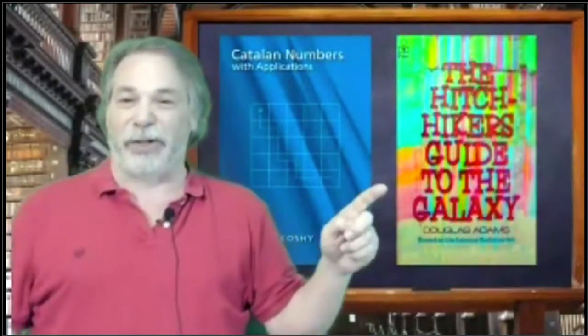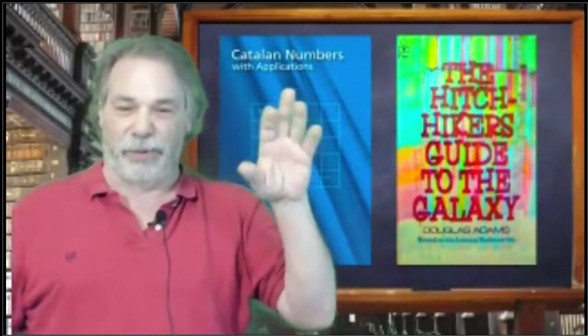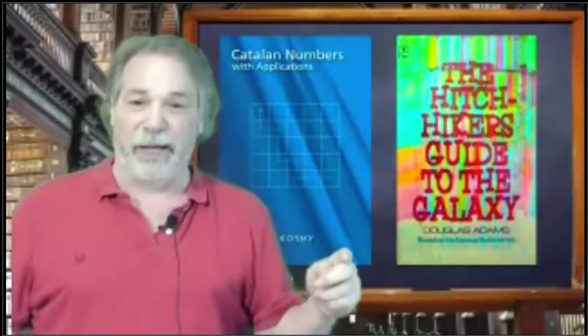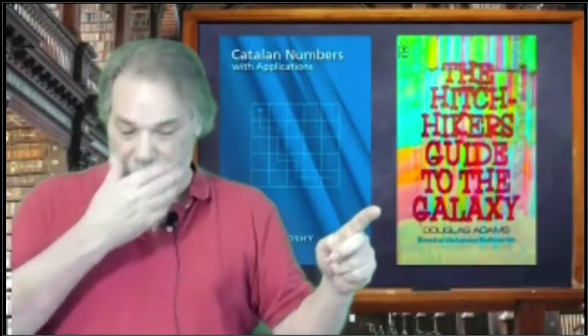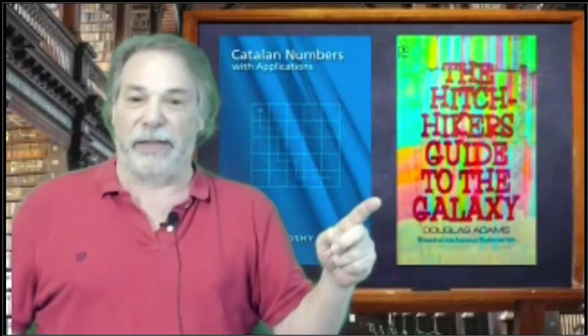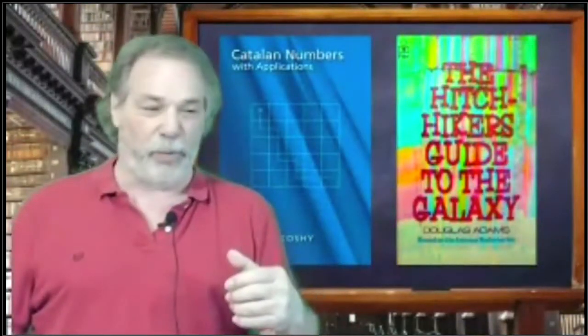It occurs in literature, at least Lewis Carroll has it in some of his stories, lots of other stories, and it plays a crucial role in the science fiction novel The Hitchhiker's Guide to the Galaxy, where there's a computer that works for millions of years. It's the size of a planet.